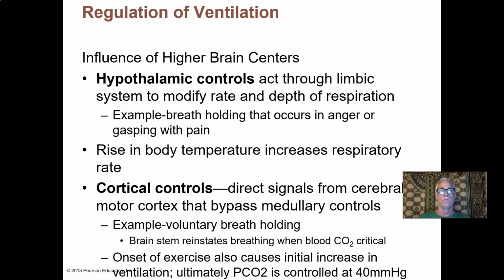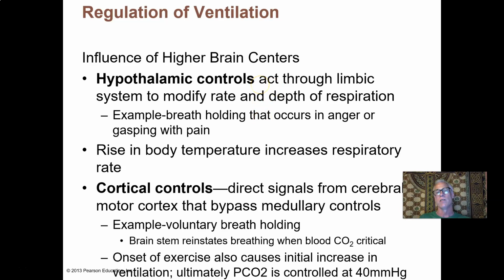Cortical controls, the motor cortex: when we start activating muscles by way of the primary motor cortex, some neurons increase the ventilation at the onset of exercise to help get the ventilation ramped up before we even start getting into a deficit of oxygen as exercise gets underway. So proprioceptors in the joints as well as motor cortex activity can increase ventilation at the onset of exercise. Ultimately, during exercise, ventilation is controlled such that partial pressure of CO2 is kept right at 40 millimeters of mercury.